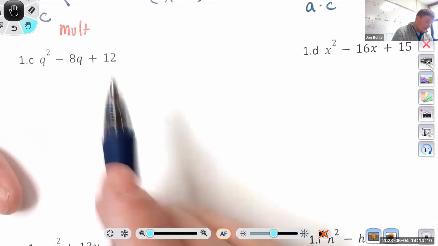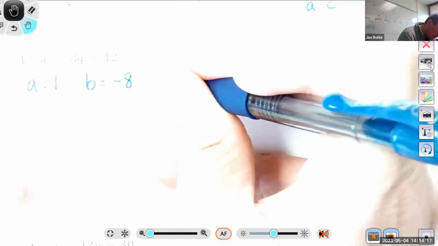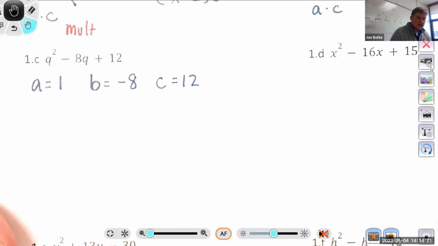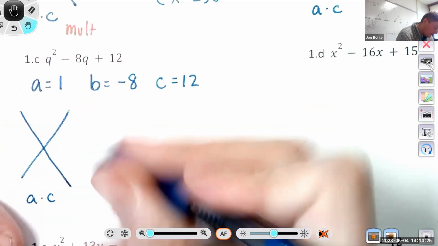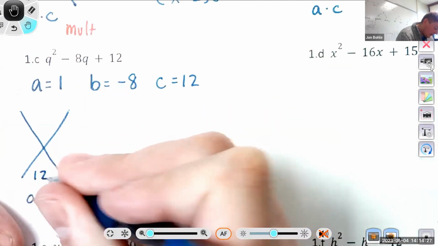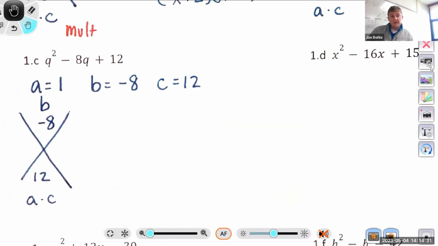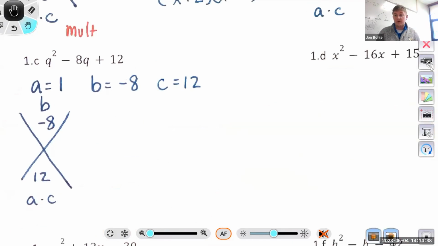So here, the process is the same. A value 1, B value -8, and C value 12. All right. And so now what I'm going to do is I'm going to start looking for numbers that multiply to A times C. 1 times 12 is 12. And add to the B value of -8. Now, as I do this, okay, I need to start thinking, what kind of numbers am I going to have that multiply to a positive number but add to a negative number?